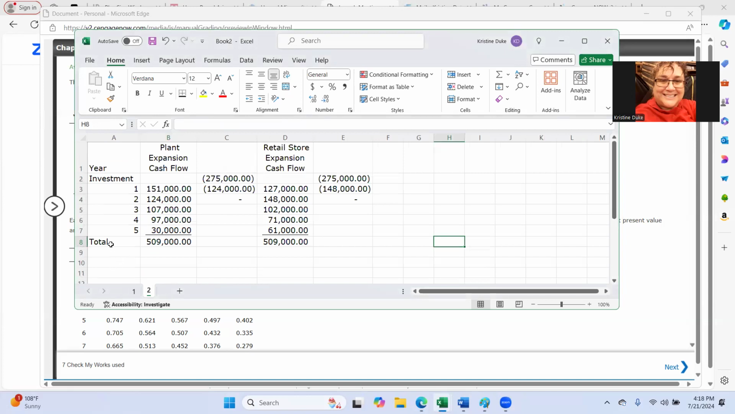Okay, so I don't know why I'm messing with fonts, but why not? We should all mess with fonts.